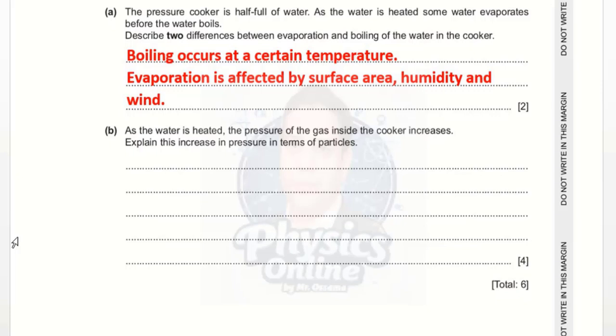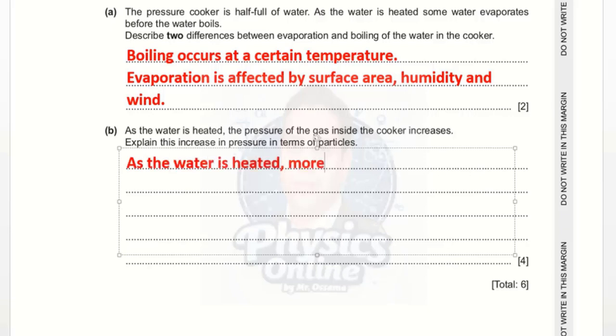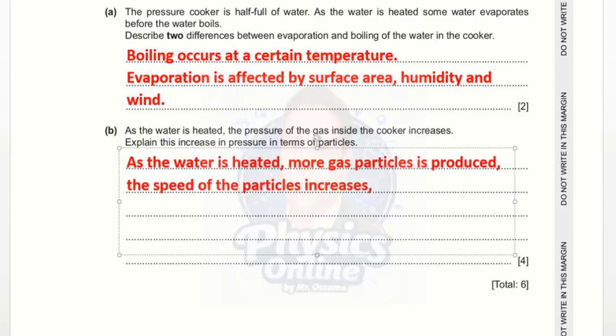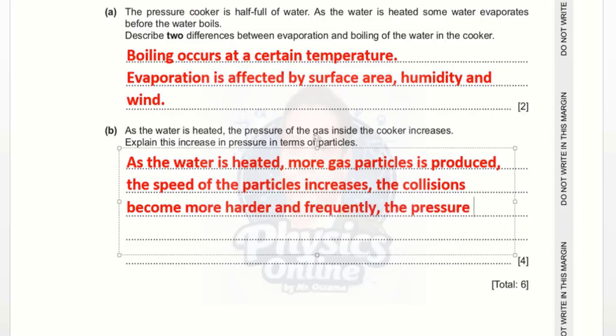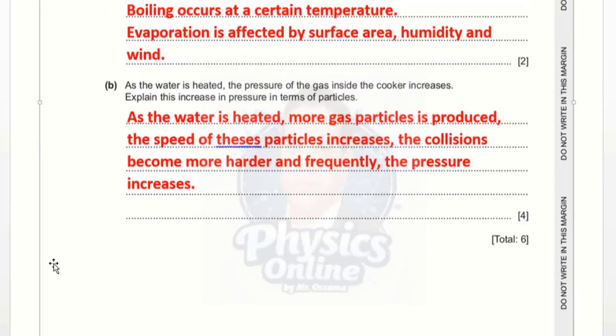As the water is heated, the pressure of the gas inside the cooker increases. Explain this increase in pressure in terms of particles. As the water is heated, more gas particles are produced. The speed of the particles increases. The collisions become harder and more frequent, so the pressure increases.